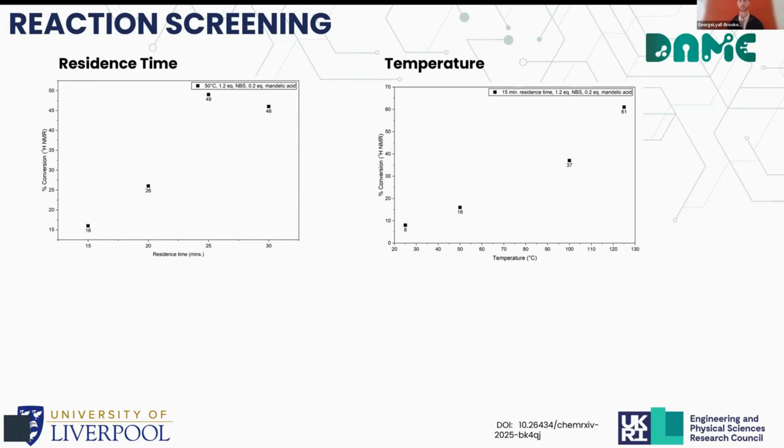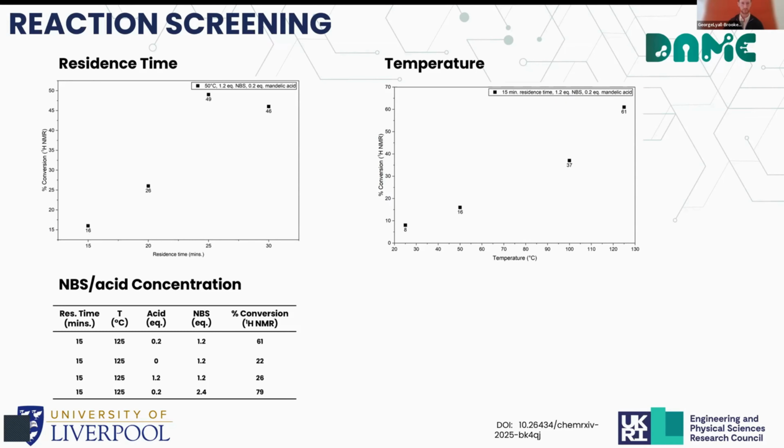We then screened temperature. We fixed the residence time for this screen at 15 minutes, and once again used the same equivalents of the MBS and mandelic acid. Here there was a proportional relationship observed, where conversion increased with temperature, with our maximum conversion of 61% achieved at a temperature of 125 degrees.